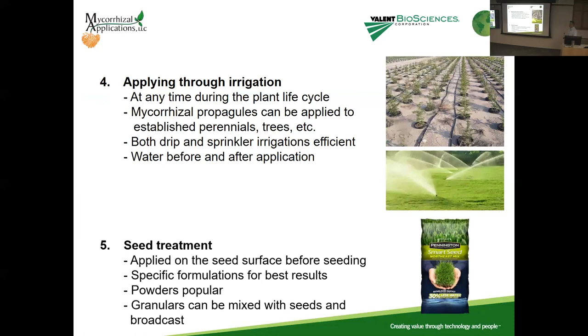And seed treatment. Some products already contain mycorrhizae on their seed coat. So right after germination in the soil, the mycorrhizal fungus is there to form the symbiosis with these germinating seeds. And powder products could be very popular, or in some cases, like alfalfa, they mix the seeds with granular products because the size of the seed is the same as the granular size. So they can just spread or sprinkle together.